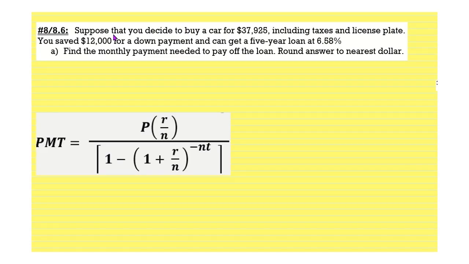My next problem says that I have decided to buy a car for $37,925. That includes the tax and the license plate, miscellaneous fees. It says that I've saved $12,000 for a down payment. Also says that I'm going to get a 5-year loan, and I'm going to get that 5-year loan at a 6.58% interest rate. And they want me to find the monthly payment needed to pay off the loan.